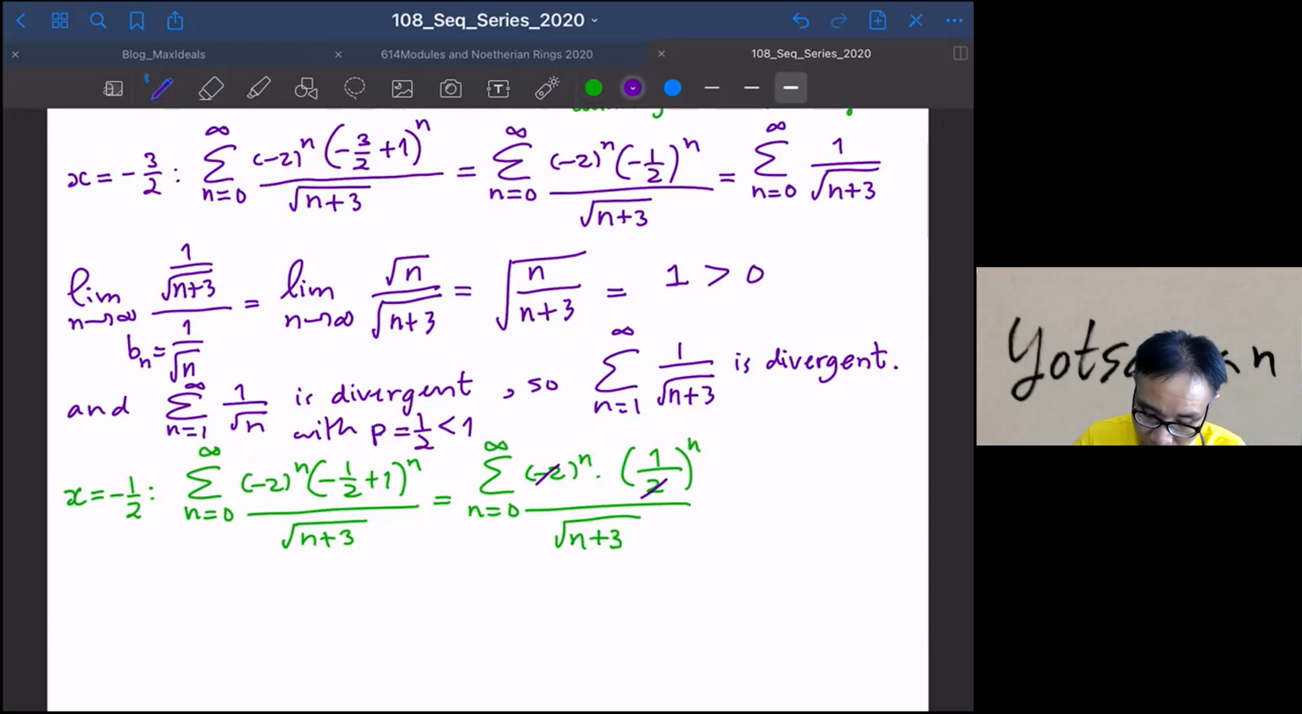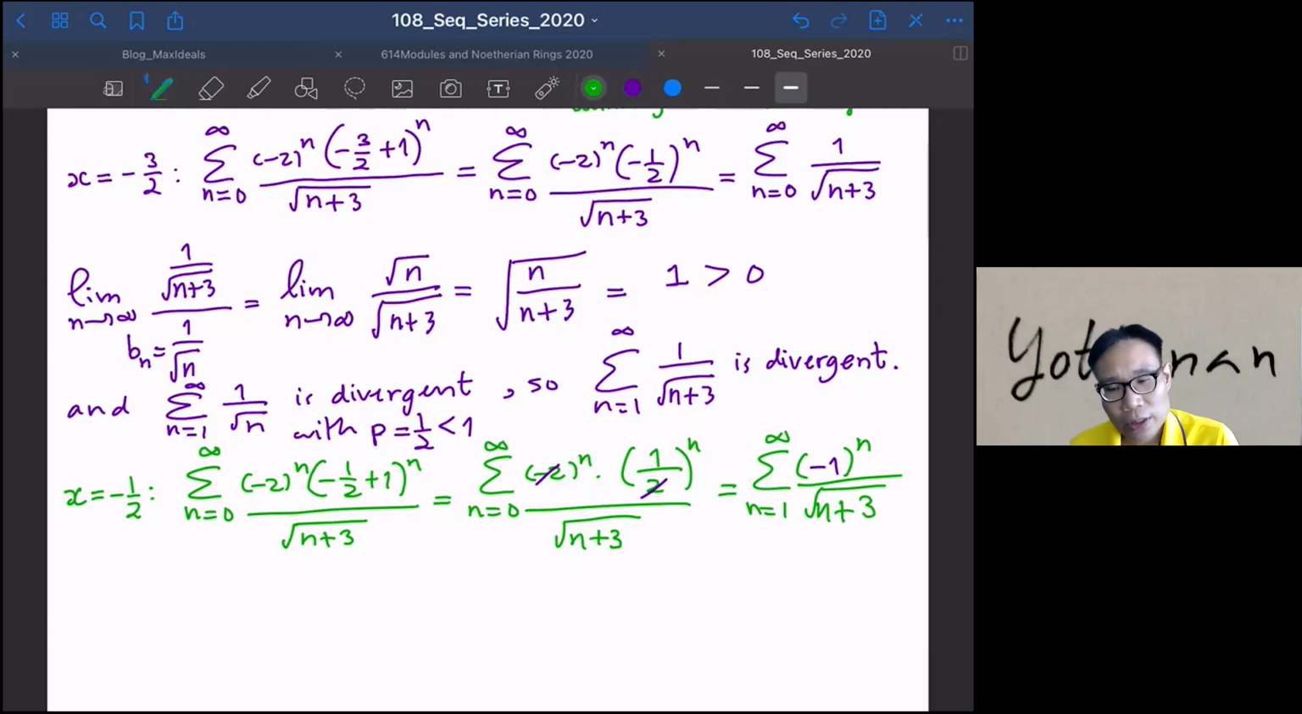The thing that you have left will be the series n equal to 1 to infinity. You have negative 1 inside, and this one raised to the n over square root of n plus 3. So it turned out to be an alternating series, so you use AST, the alternating series test.